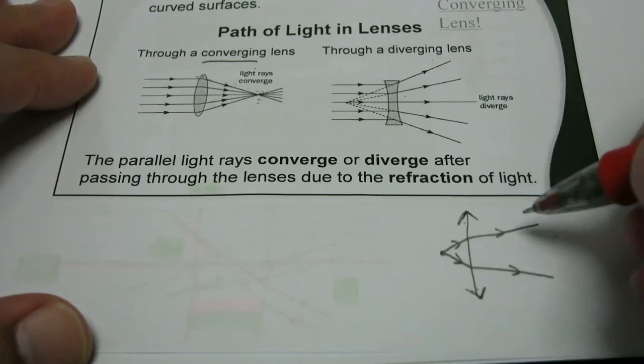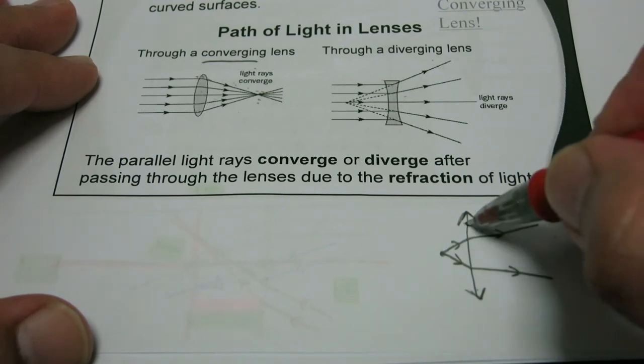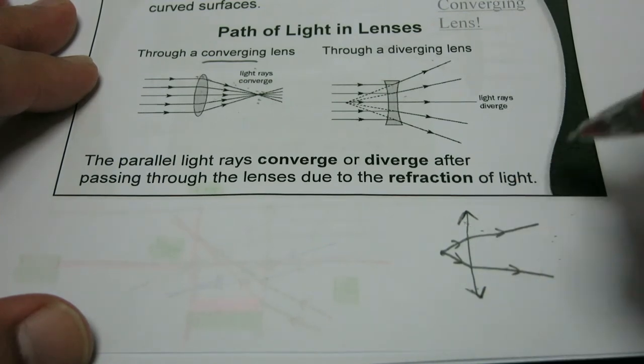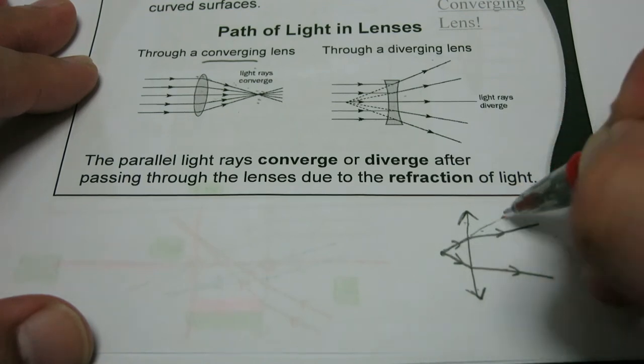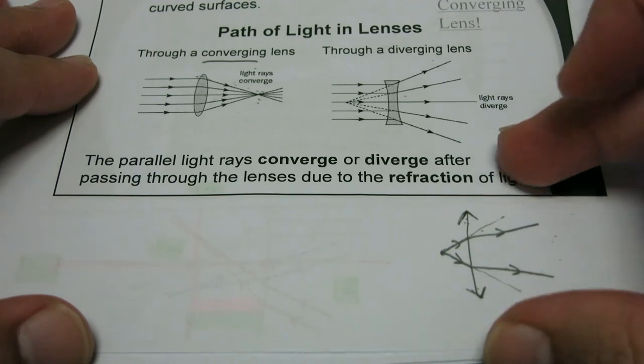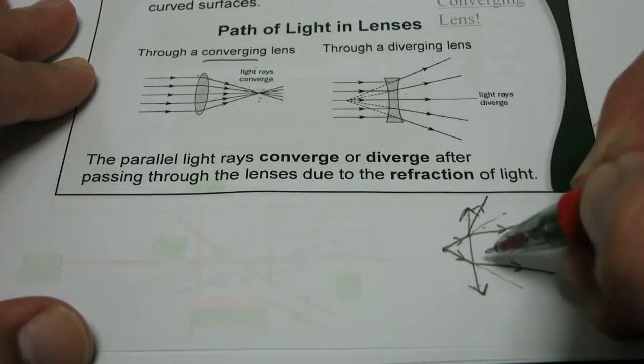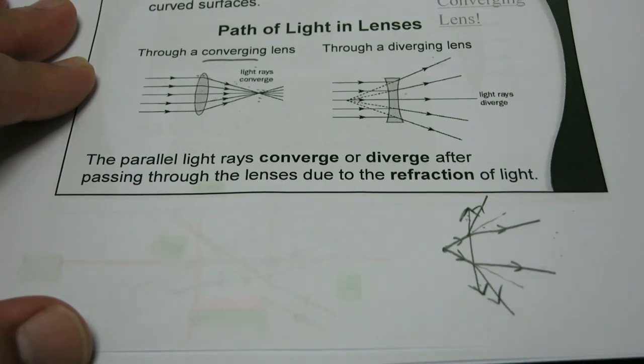Even though the light ray is diverging after the lens, it is actually still a converging lens. Because if you look at the original path of the light ray, the action of this lens is to bring them closer to one another. A diverging lens will cause the light ray to move in this direction. So that is a diverging lens.